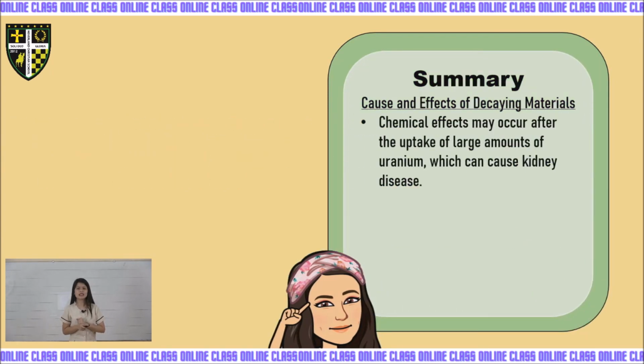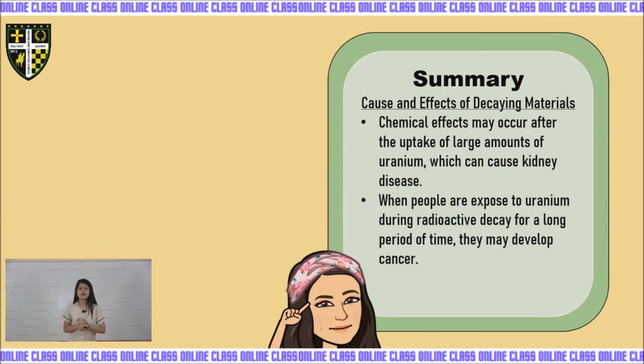Lastly, chemical effects may occur or happen after the uptake of large amounts of uranium, and this causes kidney disease. When people are exposed to uranium during radioactive decay for a long period of time, they may develop cancer. So please, kids, remember all these causes and effects so that you will be informed to throw those garbages in the right container.